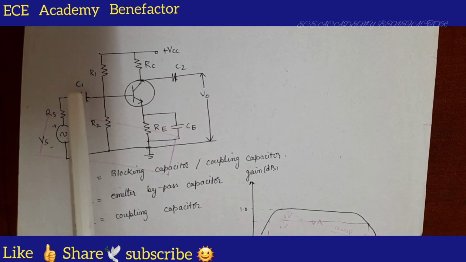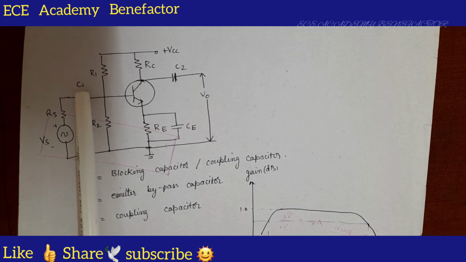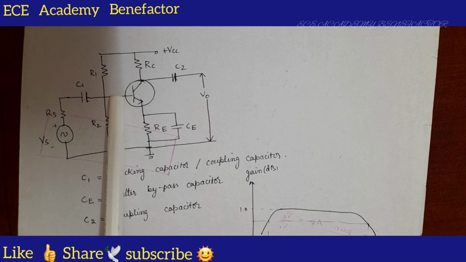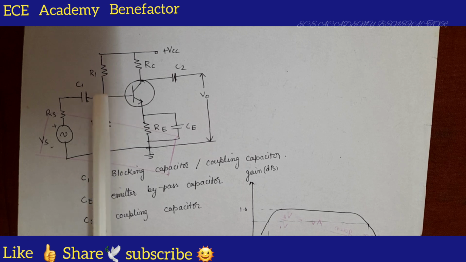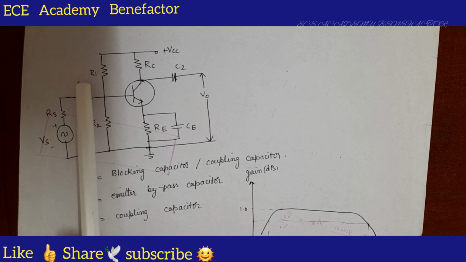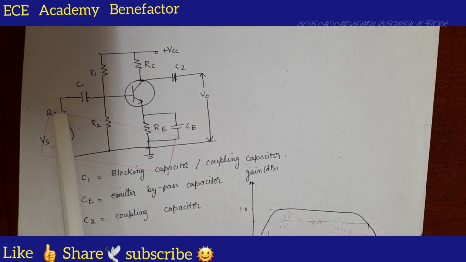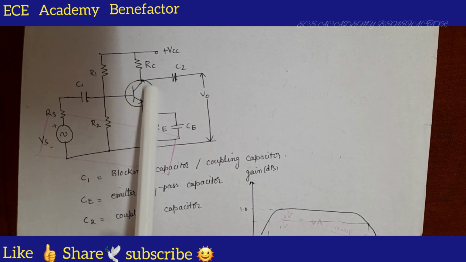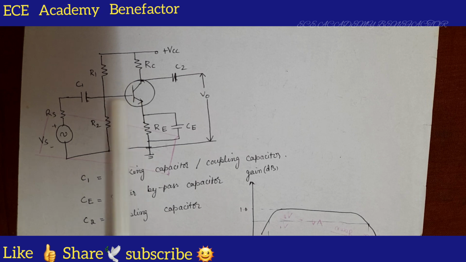C1 is known as blocking or coupling capacitor. Why is it known as blocking or coupling capacitor? Because it blocks any unwanted signal entering the base of the transistor. Okay, so it is known as coupling or blocking. Coupling means it is coupling the input to the base of the transistor. This BJT or transistor is acting as an amplifying device.